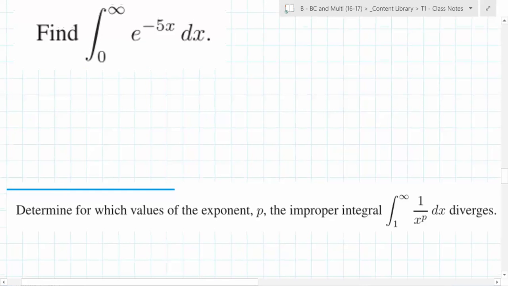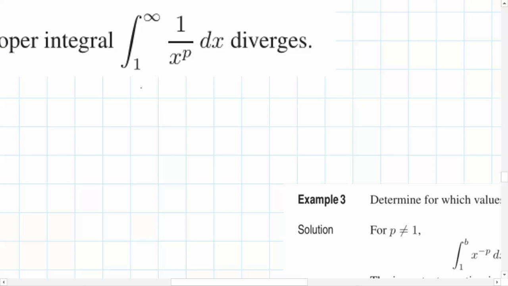Try that one, diverge. When p is greater than 1, it converges, and it diverges when what?